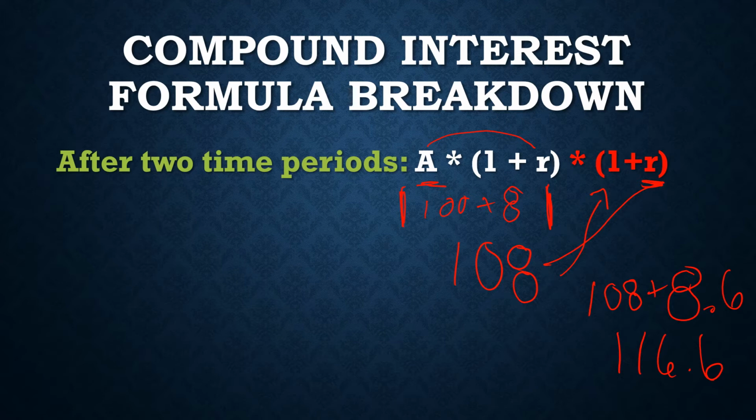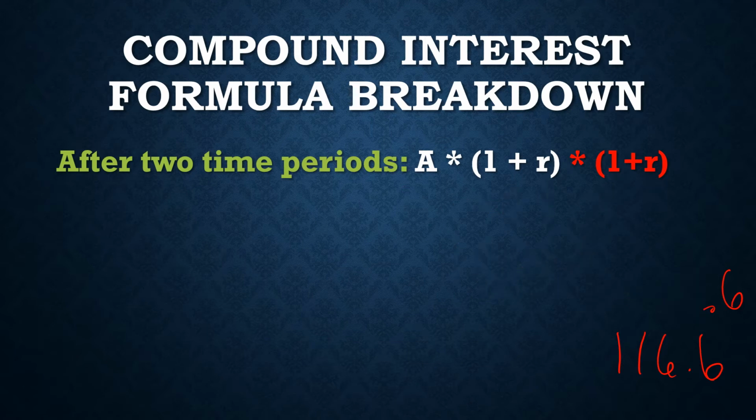And so what you can see from this is if we want to add another time period to this formula, all we have to do is simply keep adding these red parts of the equation, this 1 plus r. If we want to do this after 3 time periods, we would simply multiply by 1 plus r again. And with 4 time periods, we could do it again. And 5 time periods, we could multiply by 1 plus r again and again. We could just keep adding that on.